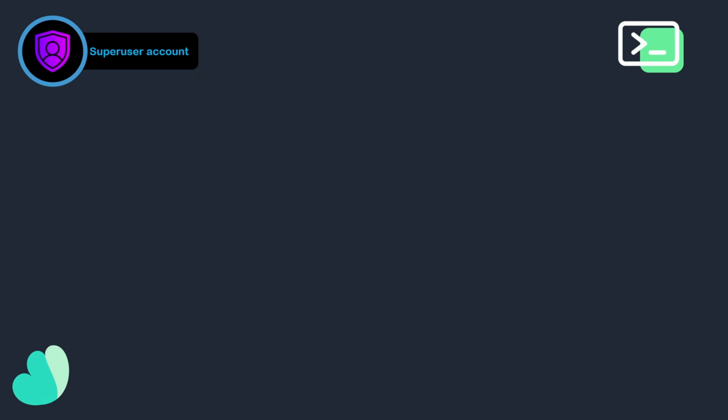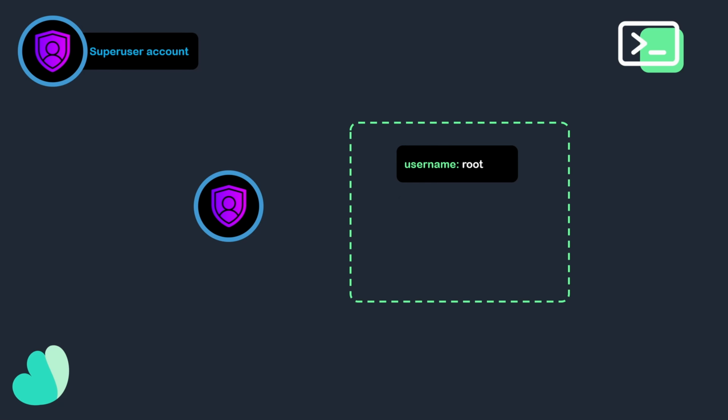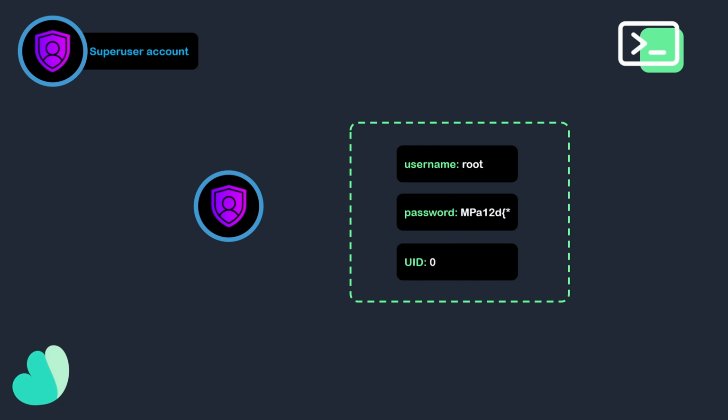On any Linux system, we have always a special user account known as the super user. It has full control of the system, including managing other users, installing software, and more. So it can perform any administrative task without any restriction. The super user account is also known as the root user, and its UID is set to 0.